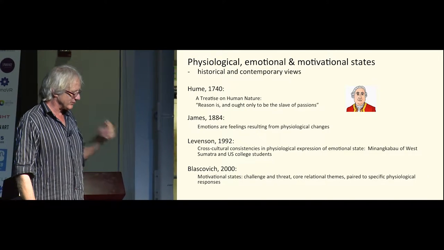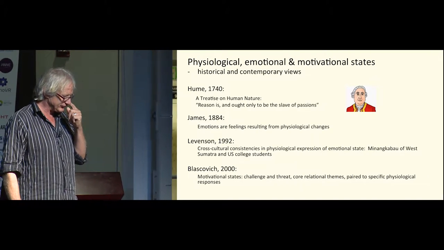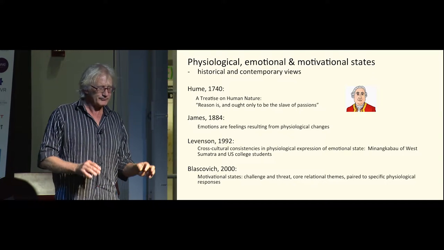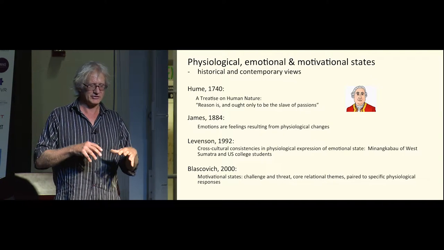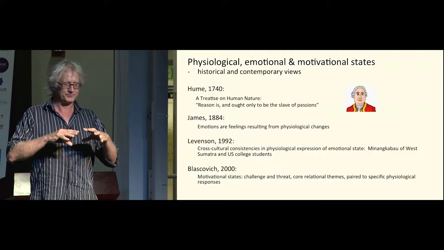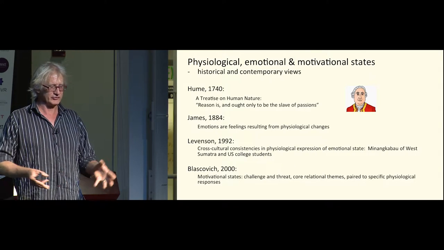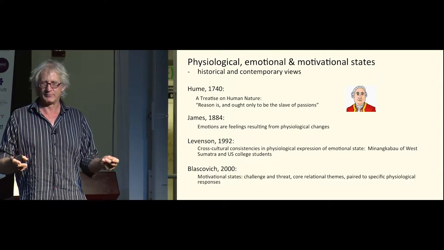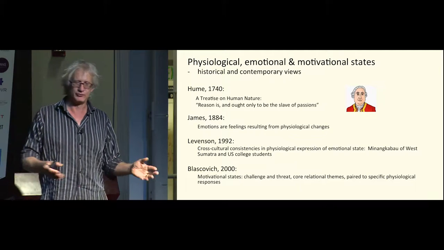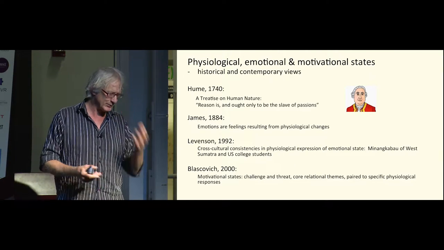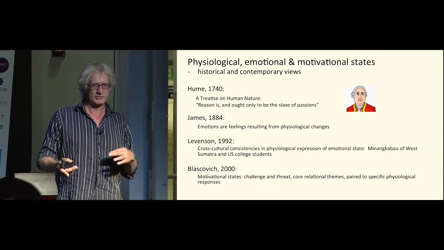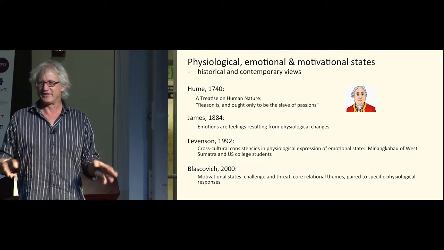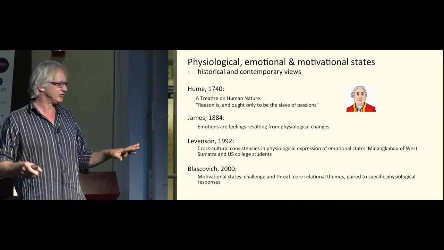And then finally, Blascovich wrote about an idea that is a bit of an adjunct to emotion, which is the idea of a motivational state. He felt that in addition to the standard emotional framework, there's a core relational theme that people have when they go through their lives. When we encounter momentous things, we approach them either as a challenge or a threat, and these are indexed by very clear physiological variables.